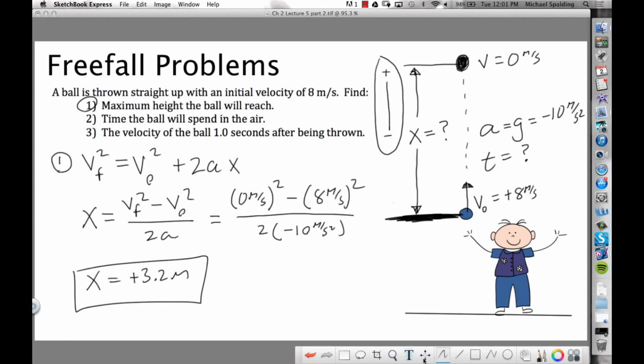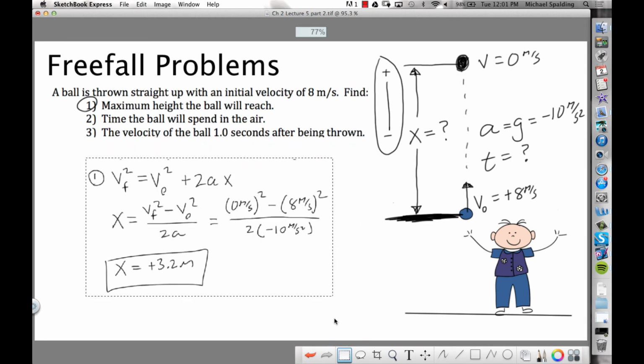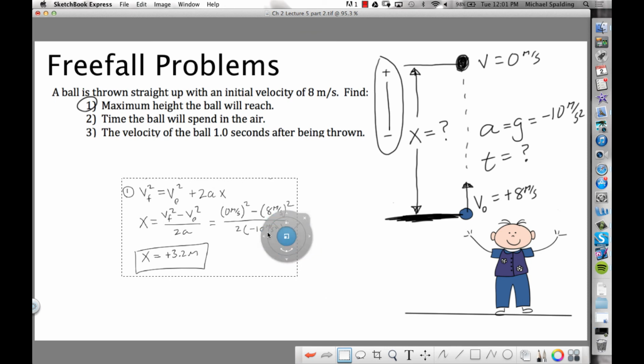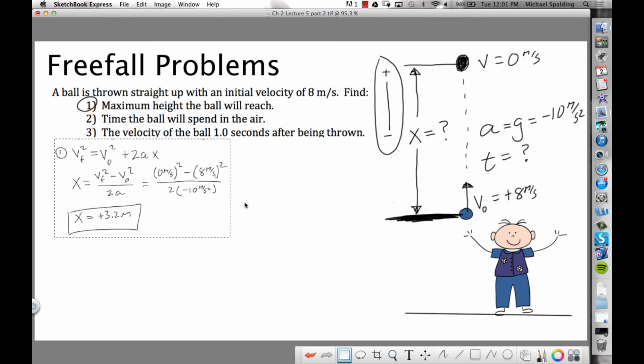Okay, second question. The time that the ball will spend in the air. What I like to do for a problem like this is solve for the time up and then double it to get the total time in the air. Which equation could we use to find time up? I'm going to solve for the time up to the maximum height. I know that time up and time down are equal. So once we know time up, we can just double it.